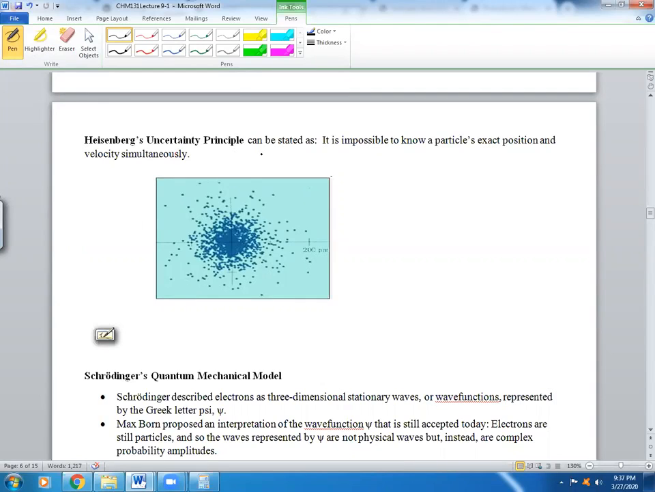The Heisenberg uncertainty principle can be stated as follows: it is impossible to know a particle's exact position and velocity simultaneously. Usually it says momentum. What does that mean?